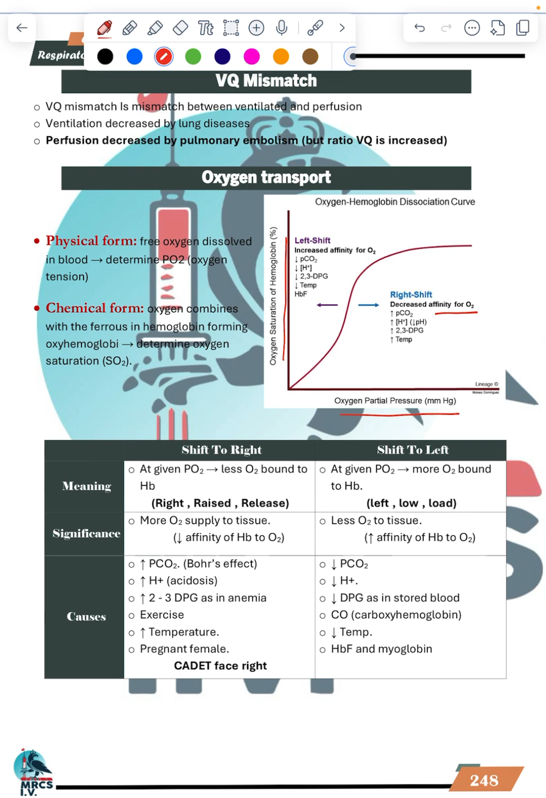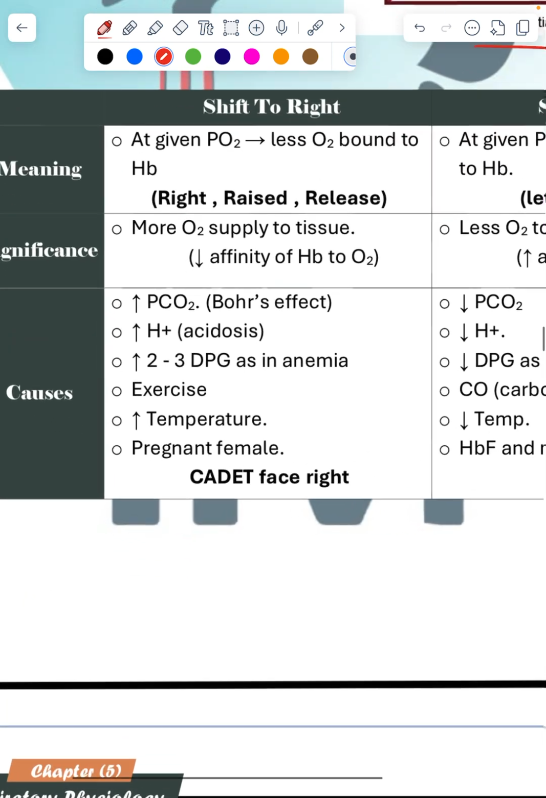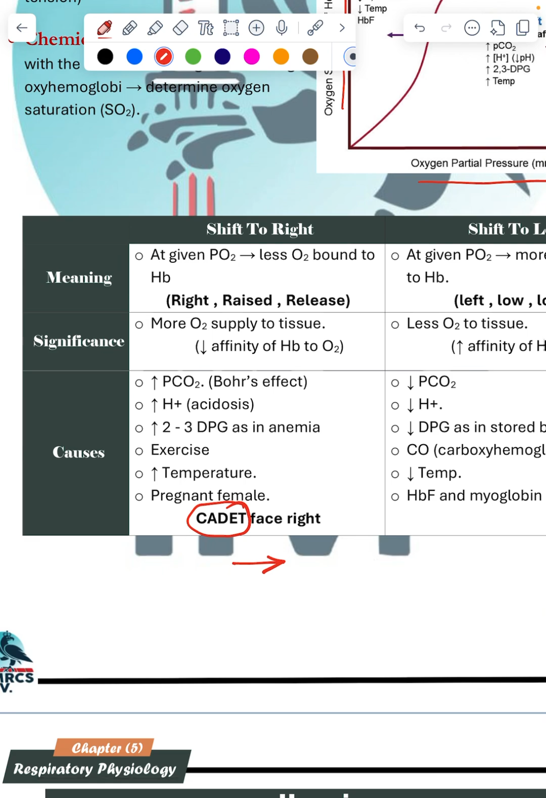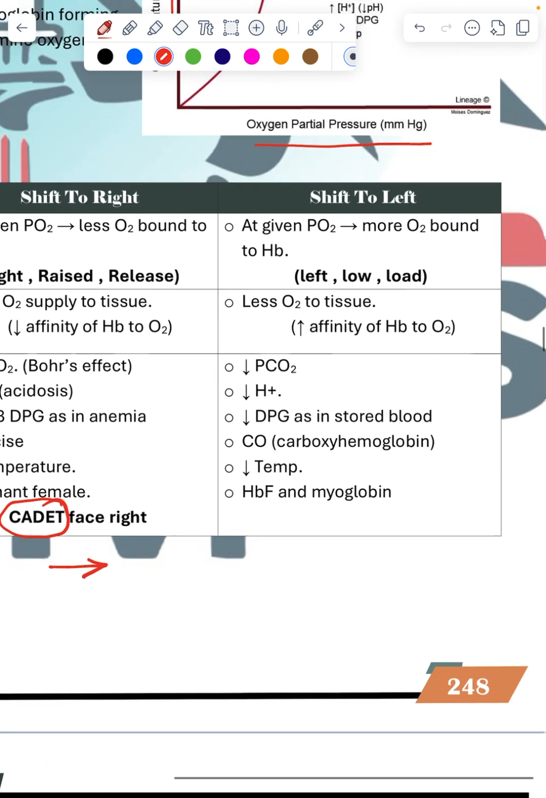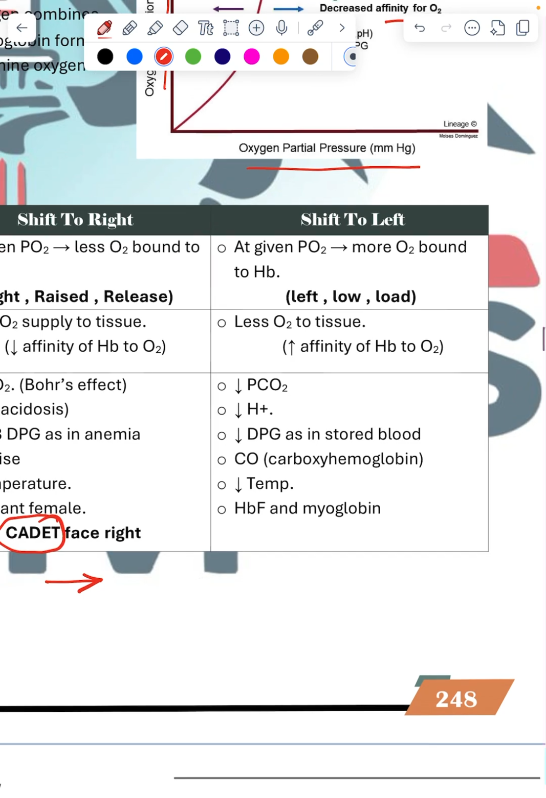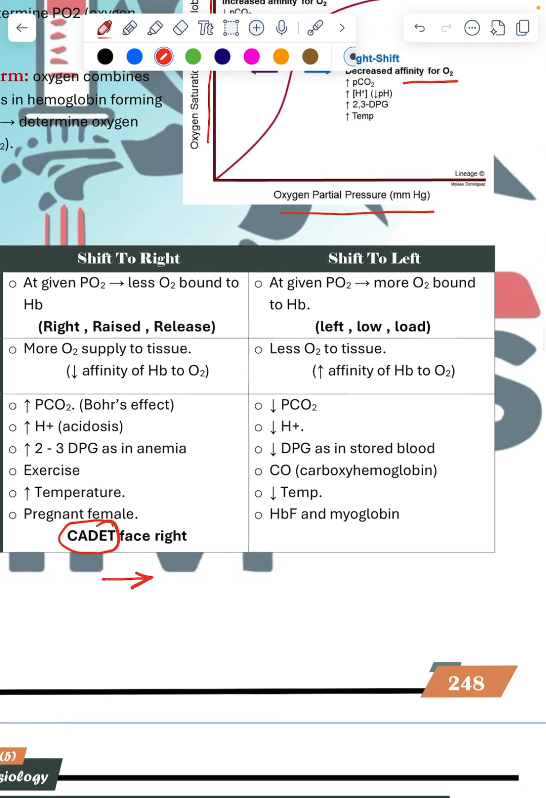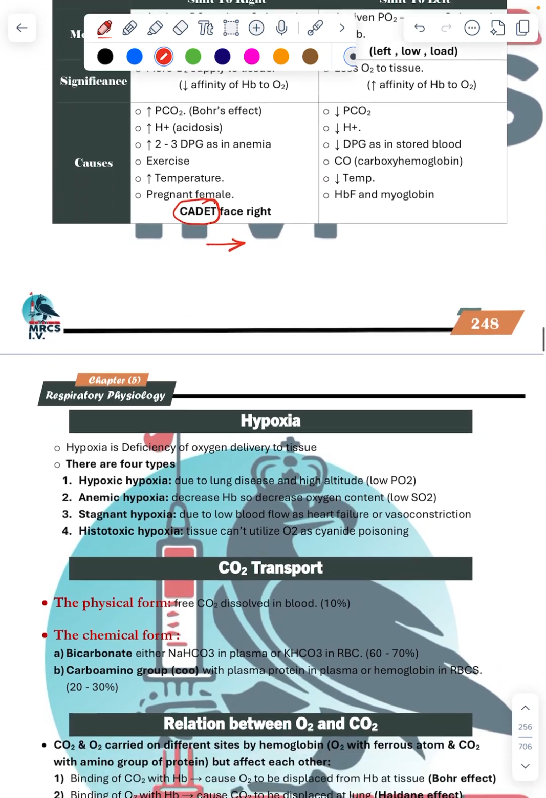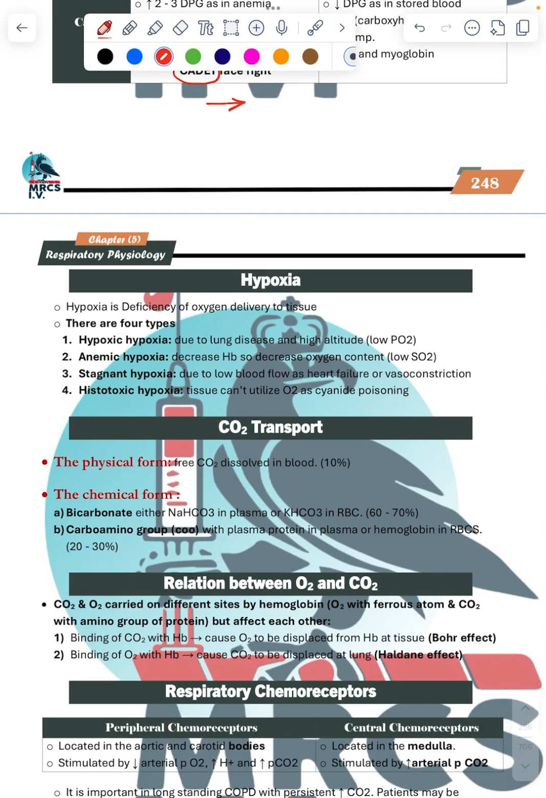Increase: C is for carbon dioxide, A is for acidosis, D is for DPG, E is for exercise, and T is for temperature. CADET phase right. This is the Bohr effect. More oxygen supply to the tissues, decreased affinity. And shift to the left means less oxygen release, more affinity. It is the opposite of all this. A person at high altitude, or with low temperature, will have a shift to the left. Oxygen will remain bound.